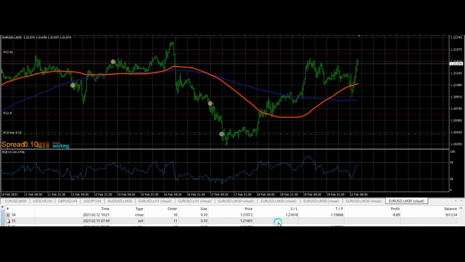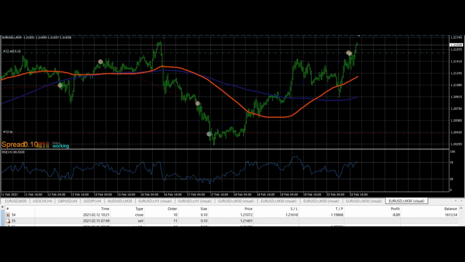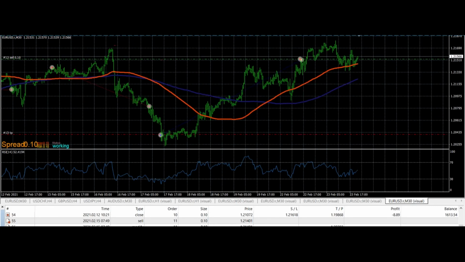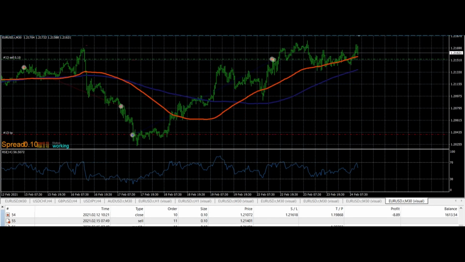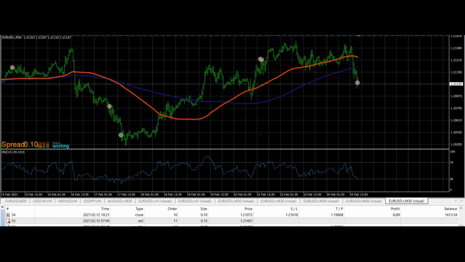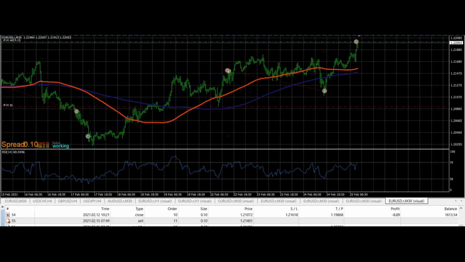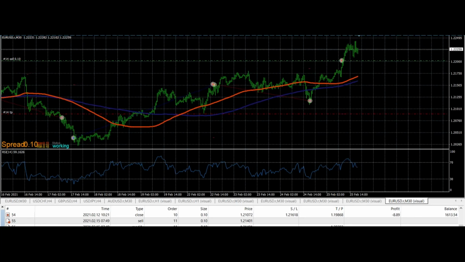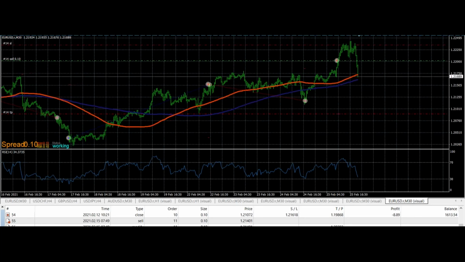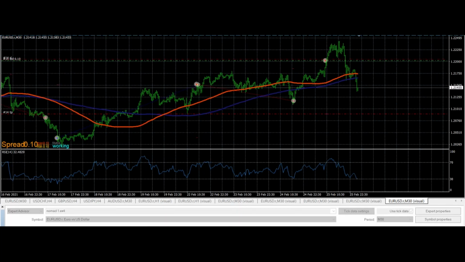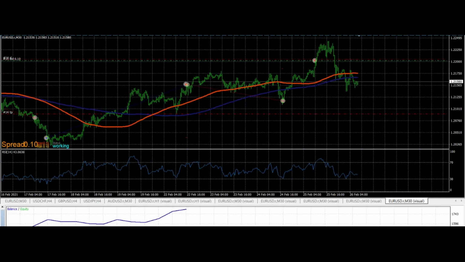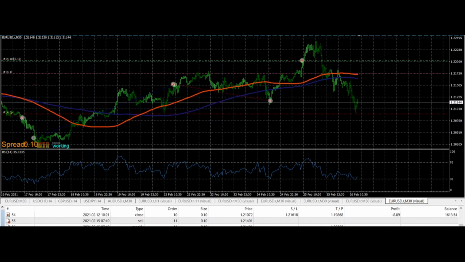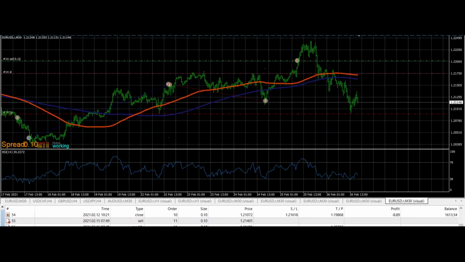And as you see, that was a pretty nice sell trade, the last one that we took, and it was a pretty nice buy trade as well. Yeah, I really like that one. And as you see, the RSI crossed below 20, and the price was below the moving average. So all our parameters and conditions were met.